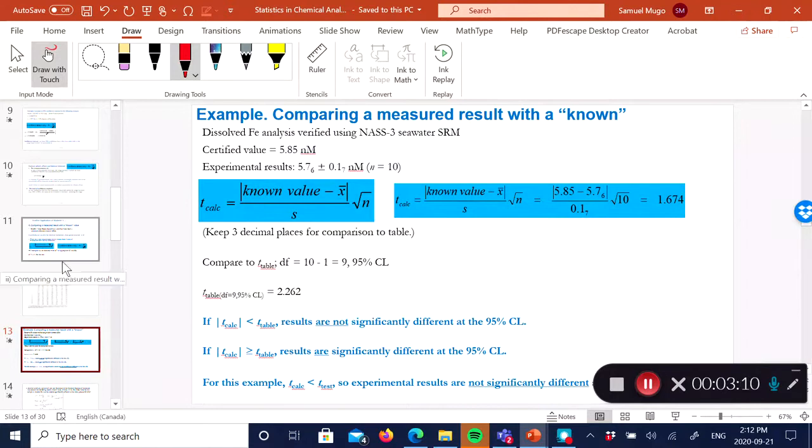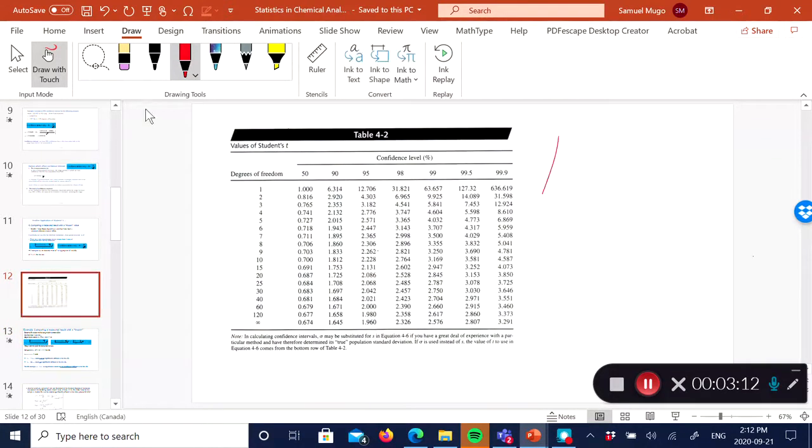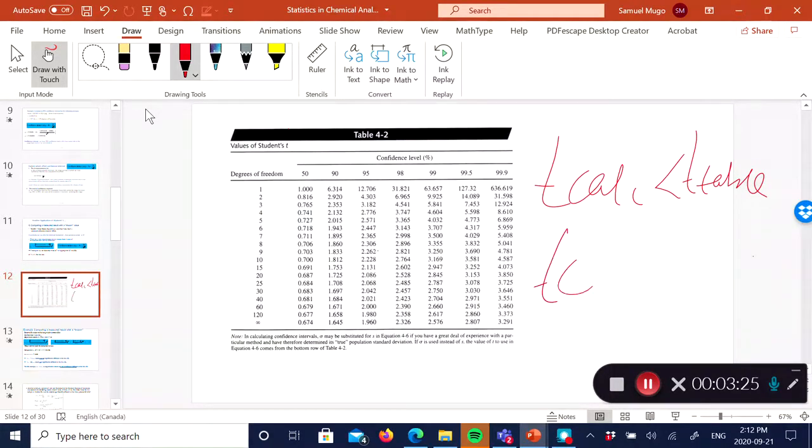Now, if the t that you've calculated is less than the t in the table, then the null hypothesis is valid. If, on the other hand, the t that you've calculated is greater than or equal to the t in the table, then the null hypothesis fails, which means that the two measurements are different. And so your analytical method is not giving you something close to the true value.